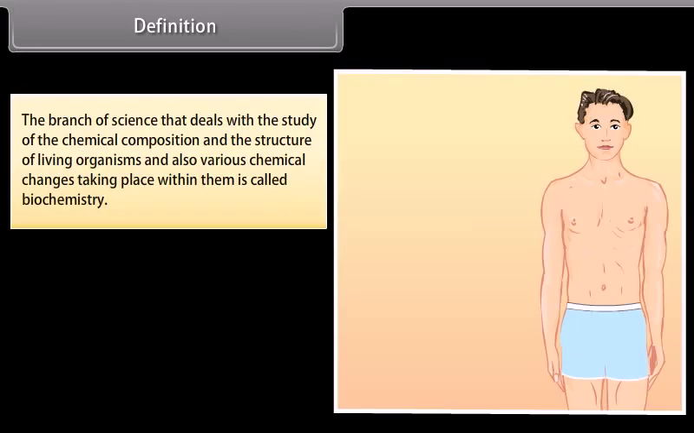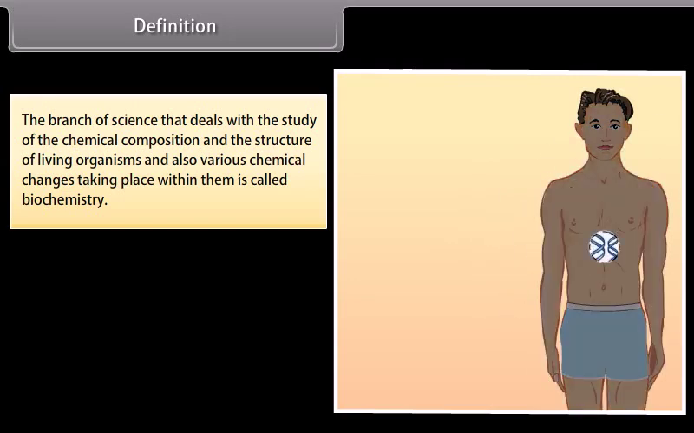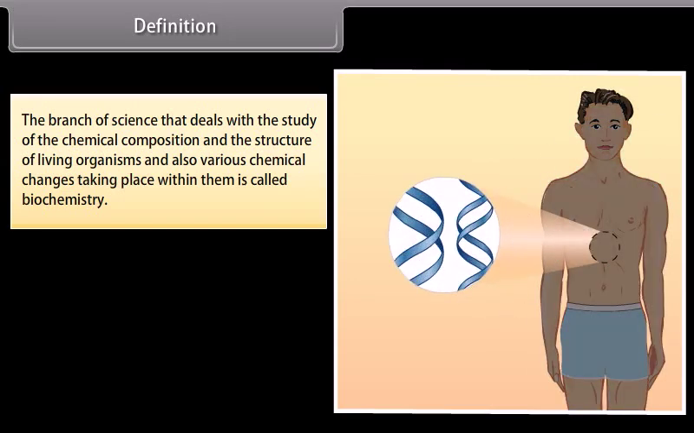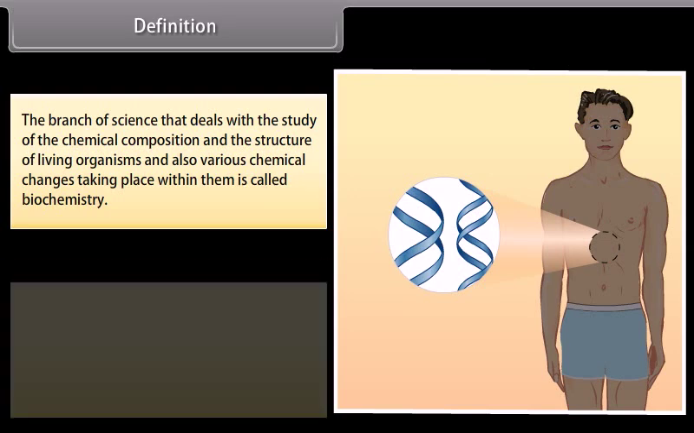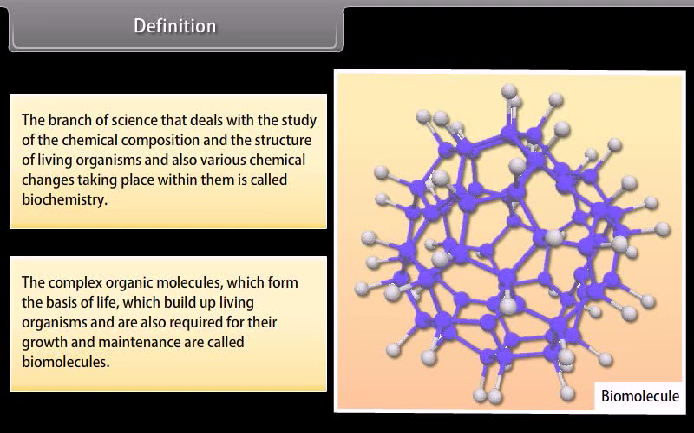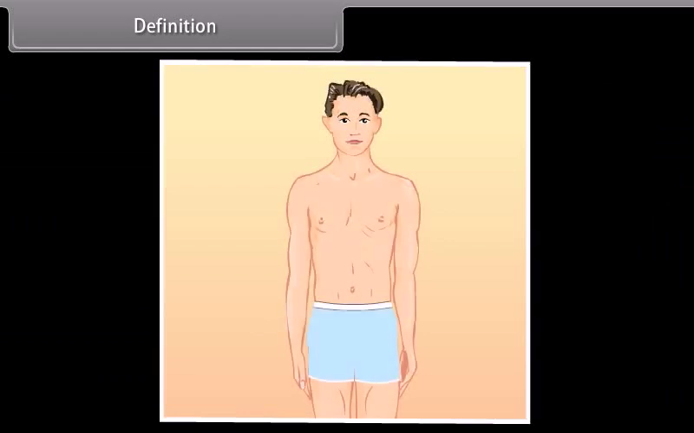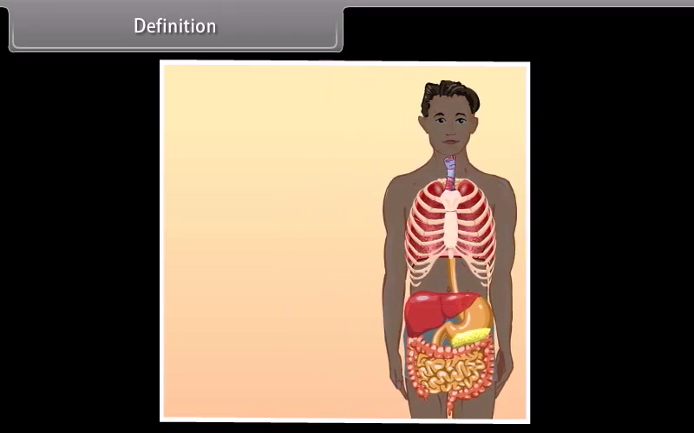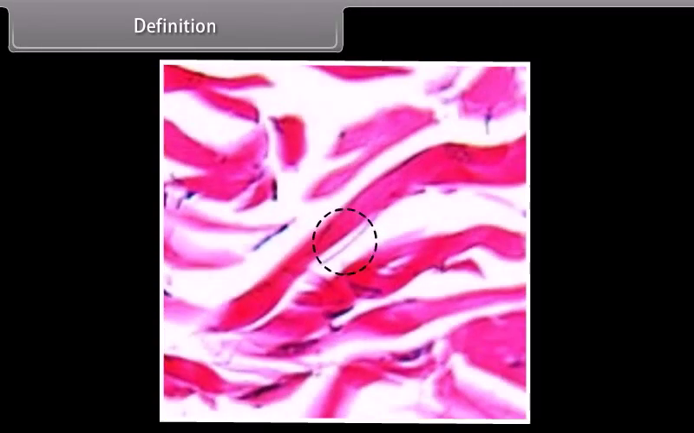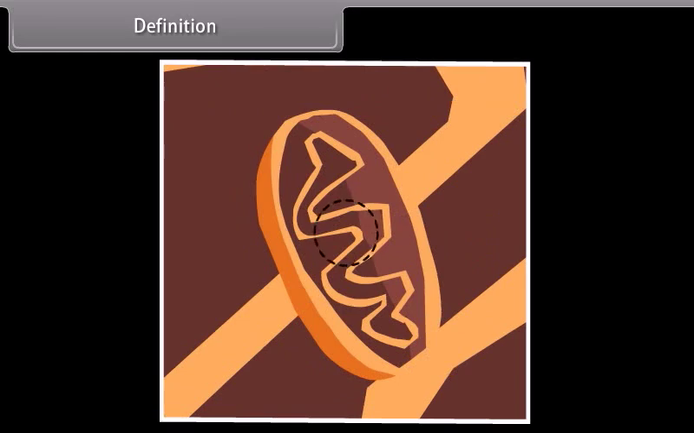Definition. The branch of science that deals with the study of the chemical composition and the structure of living organisms and also various chemical changes taking place within them is called biochemistry. The complex organic molecules, which form the basis of life, which build up living organisms and are also required for their growth and maintenance, are called biomolecules. Biomolecules are related to the living organisms in the sequence living organism, organs, tissues, cells, organelles, and biomolecules.